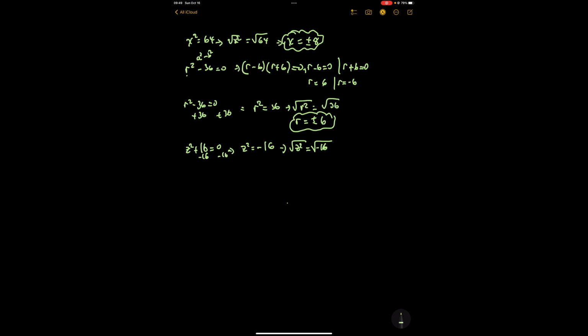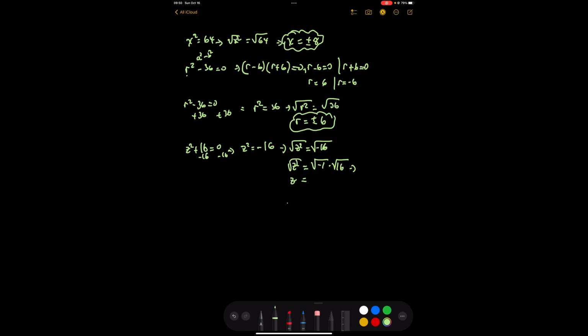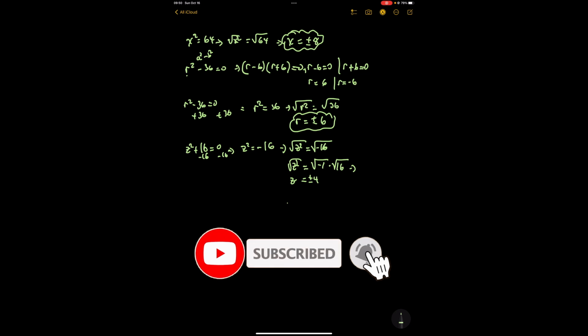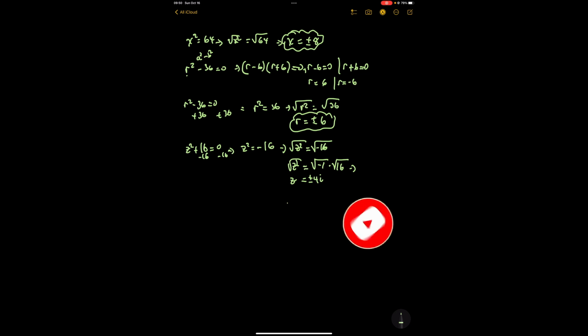So that would mean that the square root of z squared is equal to the square root of -1 times the square root of 16. And what is the square root of 16? Well, z would equal plus or minus 4. The square root of 16 is equal to plus or minus 4, and the square root of negative 1 is equal to i. So z would equal plus or minus 4i.